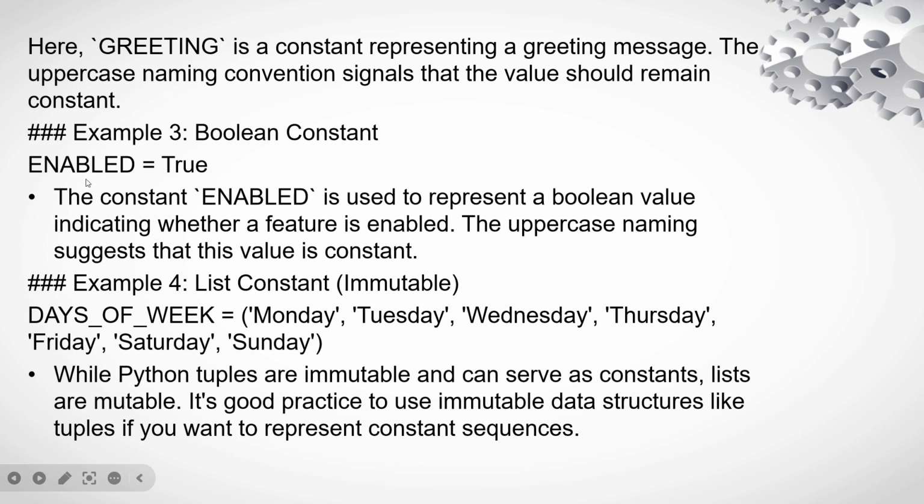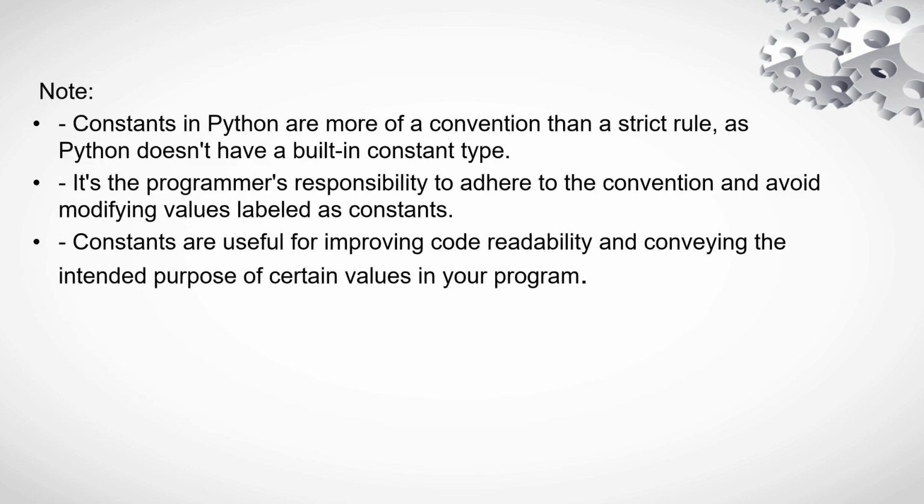Boolean constant. ENABLED. Here it is either true or false if given. It can only be given to the constant ENABLED. List constant. Here, days of a week or days of a month or any other. It cannot be changed. So in this way, while Python tuples are immutable and can serve as constants, lists are mutable. Constants in Python are more a convention than a strict rule, as Python does not have a built-in constant type. So these are the constant values.